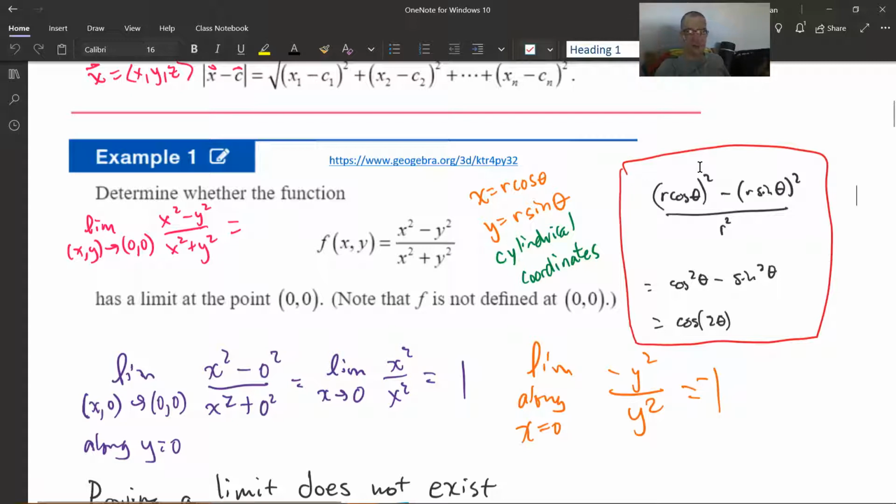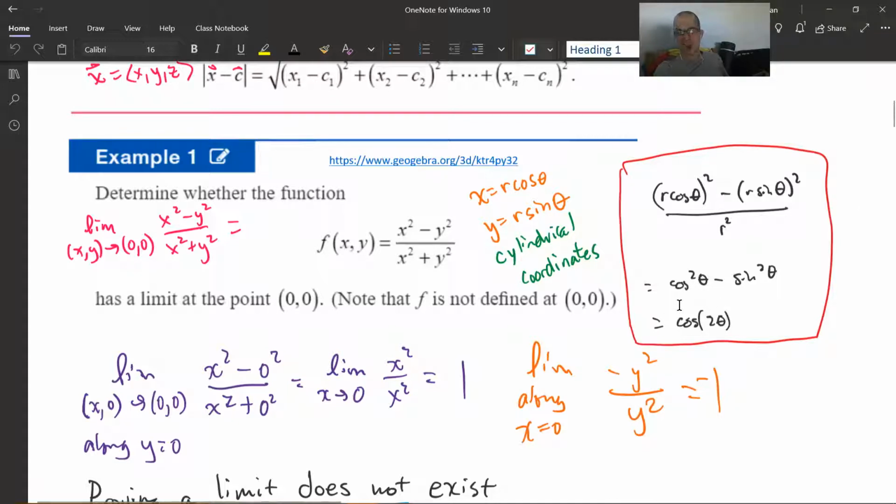Why did I go to the bother of doing this? Well, this function is now a function of r and theta. And notice that r doesn't make an appearance in here at all. What we would be trying to do in this scenario is find a limit as r goes to 0 of this function of r and theta. And since r doesn't appear in the function, that piece is just not going to go to 0.